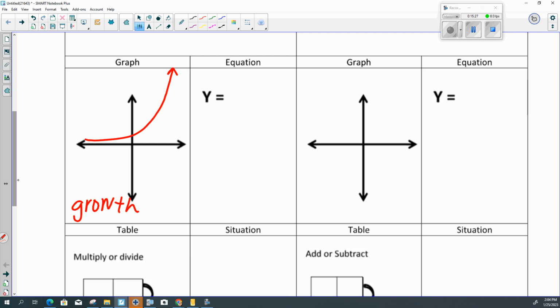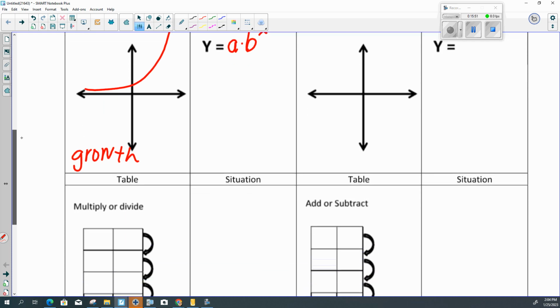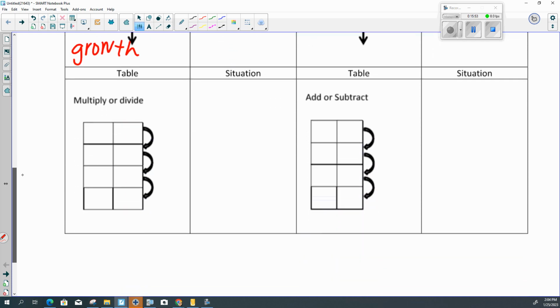Gabe, do you remember what the equation is for exponential functions? Yeah, wasn't it like y equals a times b to the power of x? That's exactly what it was. A times b to the power of x. Okay, so I'm going to tell you the situation, and we're going to write it down, and then we're going to make a table for it.